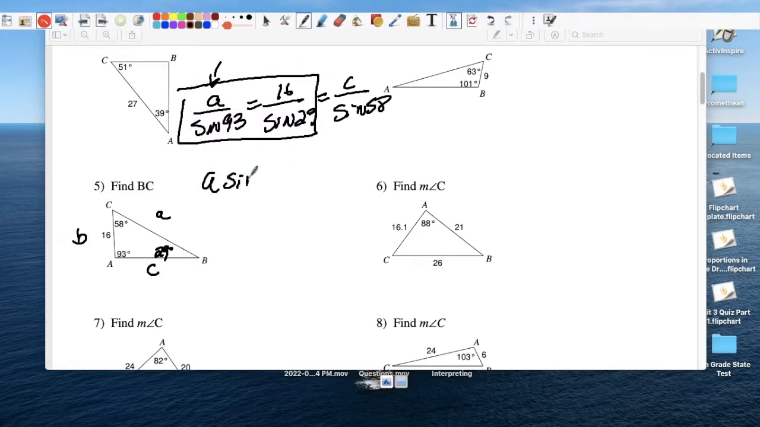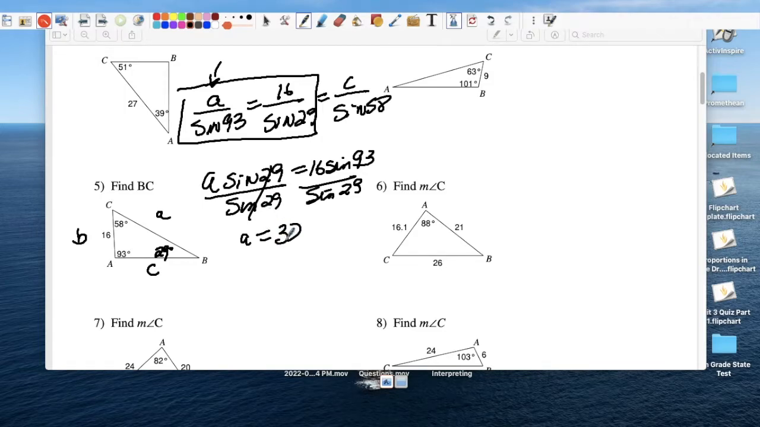This one's simple enough, right? Sine 29, cross multiply equals 16. Divide both sides by sine 29, and we're good. So little a equals 16 times sine 93, enter, 15.97. We're going to divide that by sine of 29, and we get 32.95, 32.96. I don't know what the question says. Round to the nearest tenth. So that should have been 32.96.